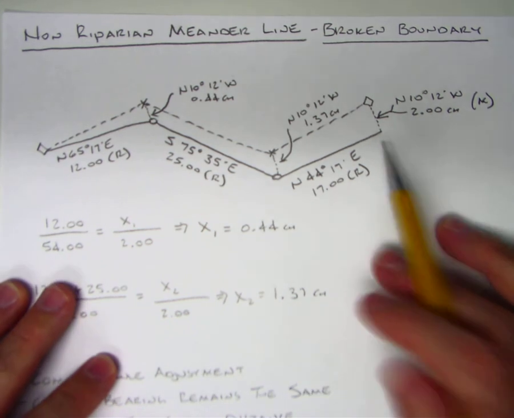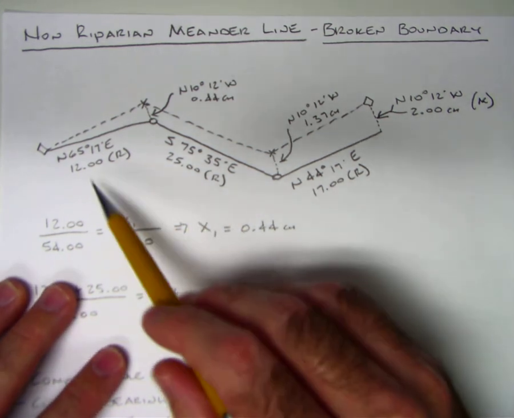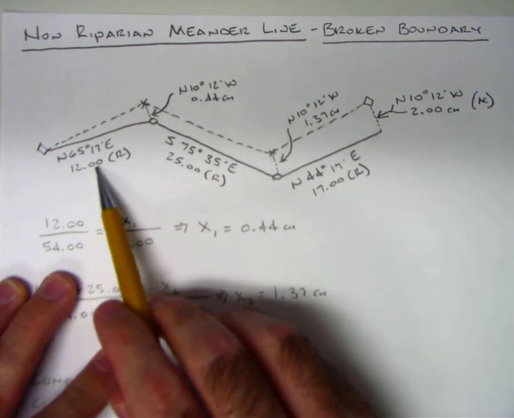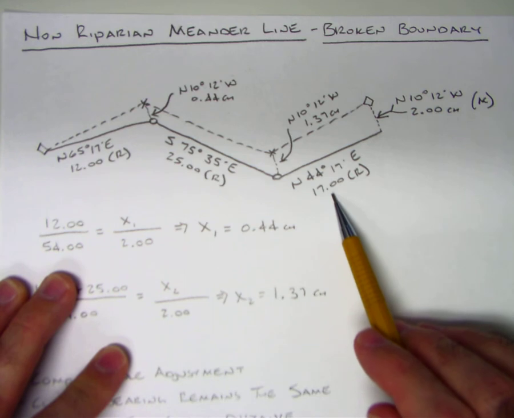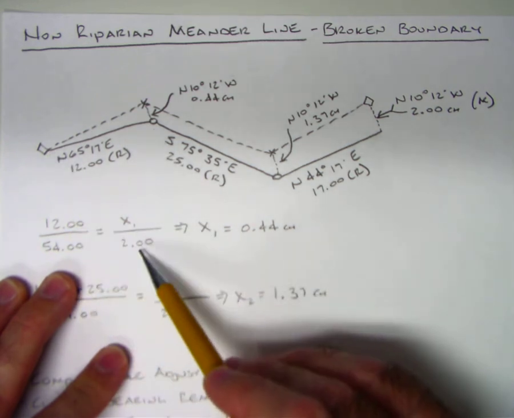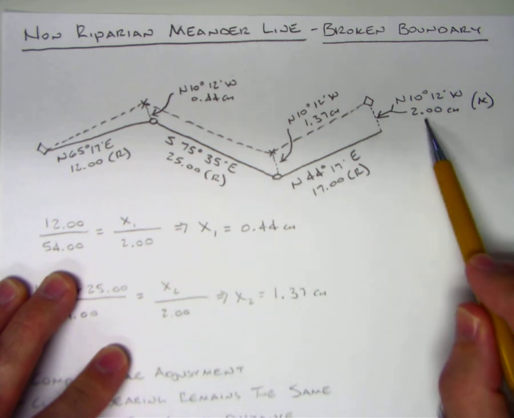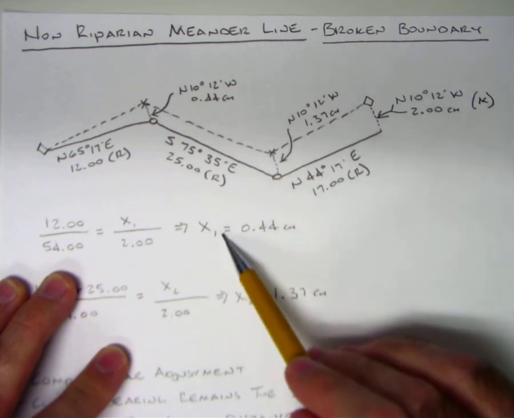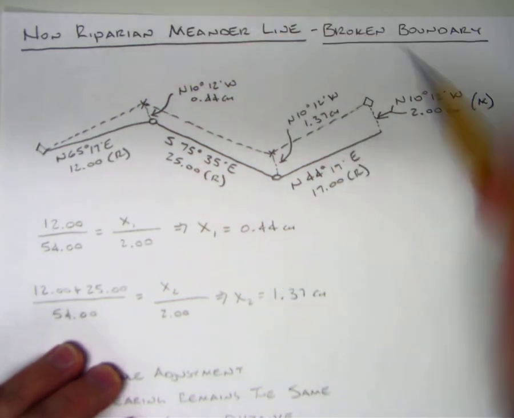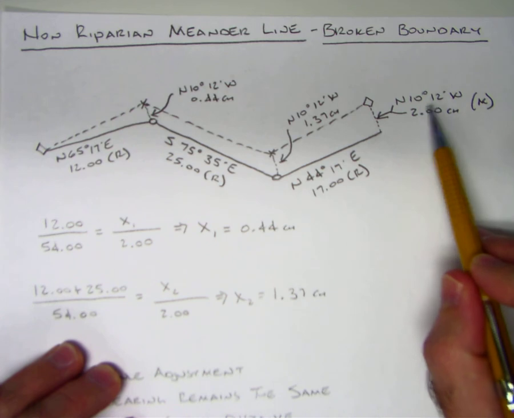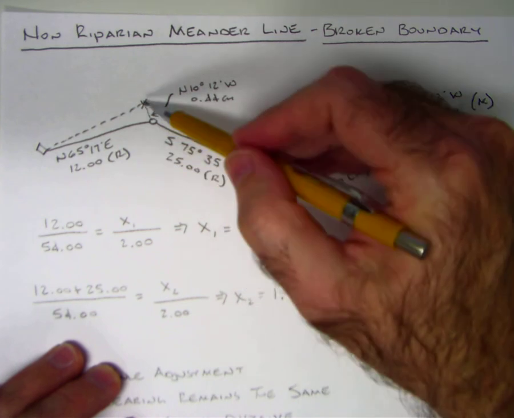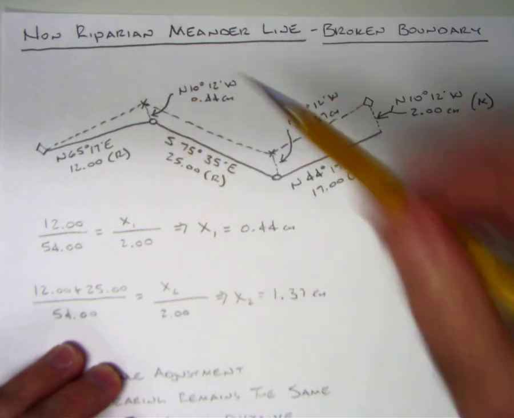And so first thing I'm going to do is say, okay, 12 is to 54. 54 is the summation of 12, 25, and 17. And 12 is the distance from here to here. Is to x sub 1 is to 2 chains, which is the closing distance here. And you get x sub 1 is 0.44 chains. So I move along the closing bearing north 10 degrees 12 minutes west from the temporary point, 0.44 chains, and that's where that lost corner goes.